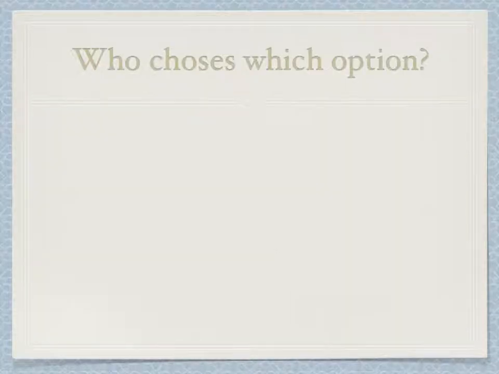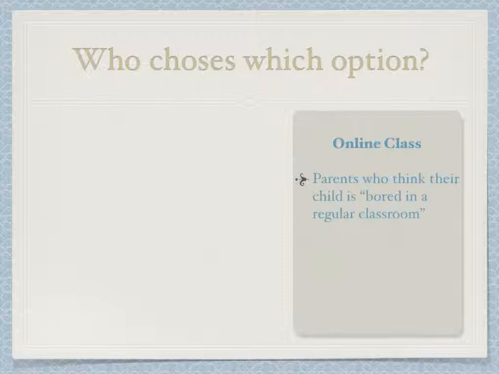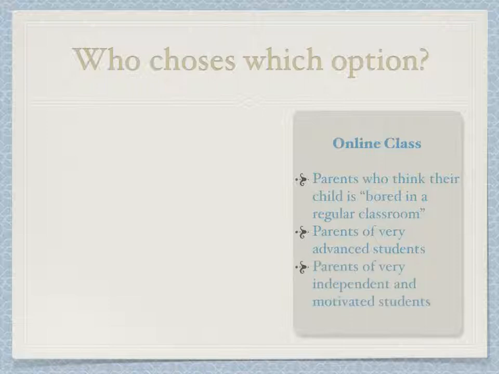So let's think about which parent would choose which of these options. Well, the online class is going to appeal more to parents who think their child is bored in a regular classroom. This often will include parents of very advanced students. It also would include parents of very independent and motivated learners. That is, the parents who think that their child will be motivated and independent enough to proceed through and succeed at an online learning class.